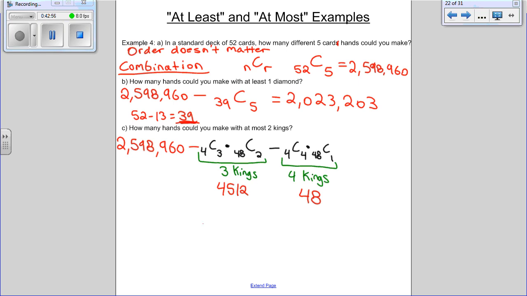So that's all your hands with 0 kings, which would be a lot. And then all your hands with 1 king, which would also be quite a bit. And then all your hands with 2 kings, all into 1 number.